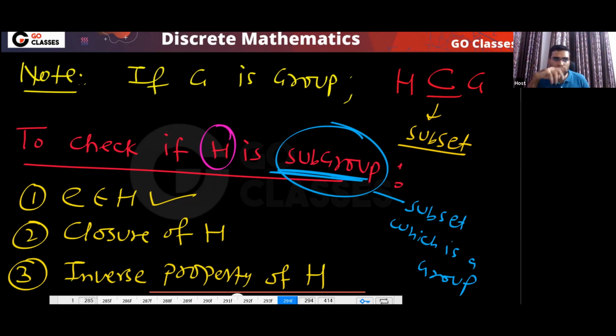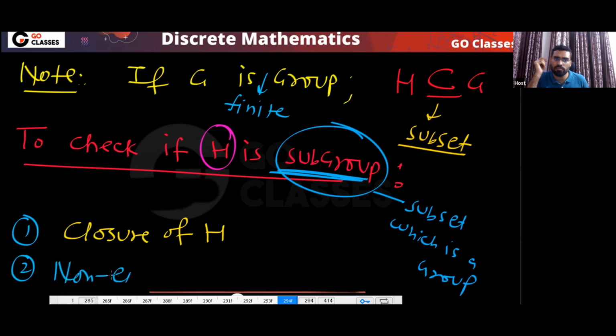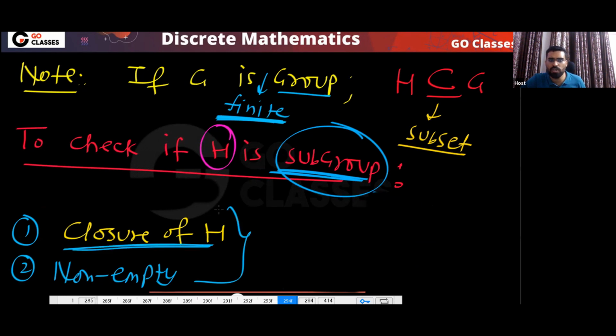Now I am saying that if you have a finite group, things will change. If G is a finite group, now you don't have to check these. You only have to check two things: one is non-empty and the other is the closure property. So if your group is a finite group, then to check whether H is a subgroup, only these two things you need. It should be non-empty and you need to check the closure property. That's it.